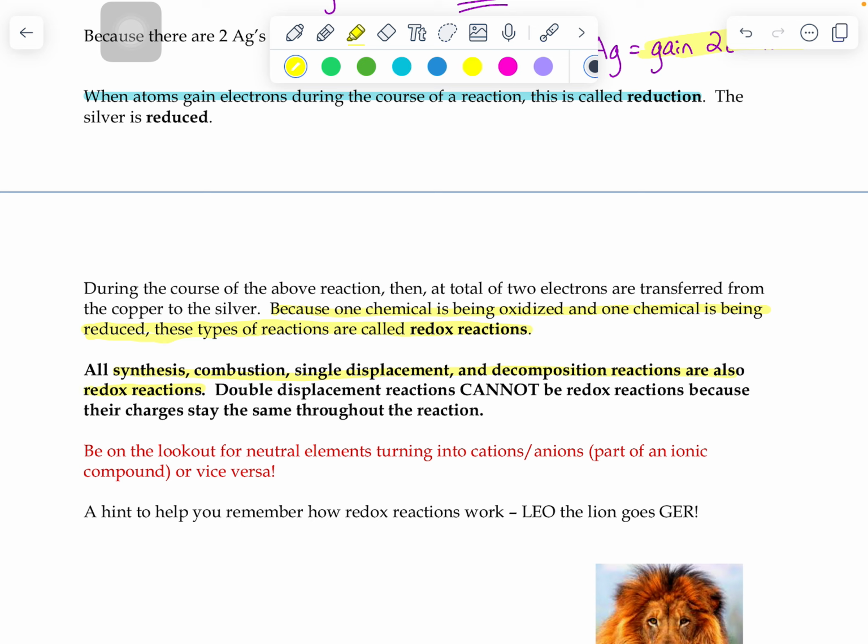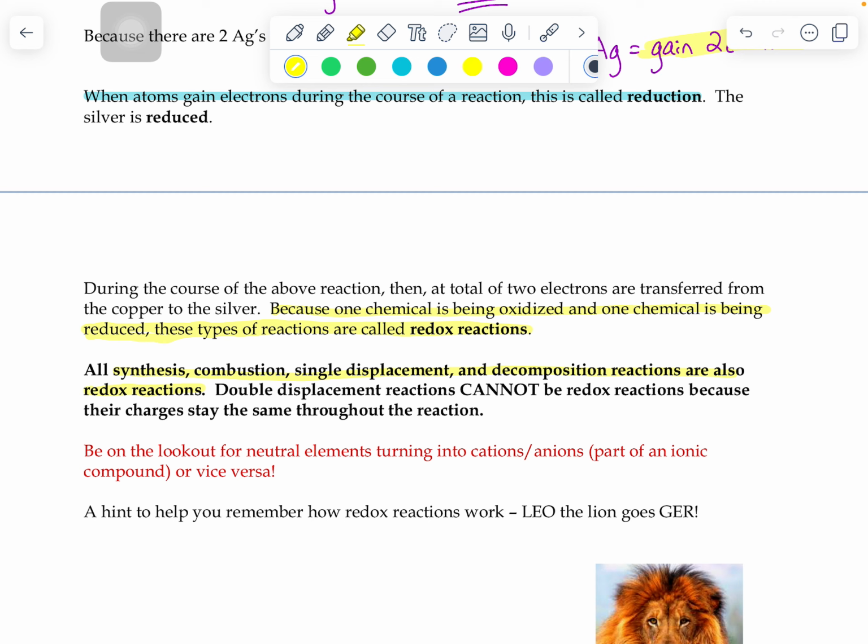reactions because all of them either start as elements and end as compounds, or vice versa. Start as compounds, end as elements. Elements are neutral, compounds have positive and negative pieces, so your charges would change during the course of any of those reaction types. Double displacement is the only reaction type that doesn't fit under that redox category because it starts and ends as a compound. It starts as a positive part, ends as a positive part, or starts as a negative part, ends as a negative part.